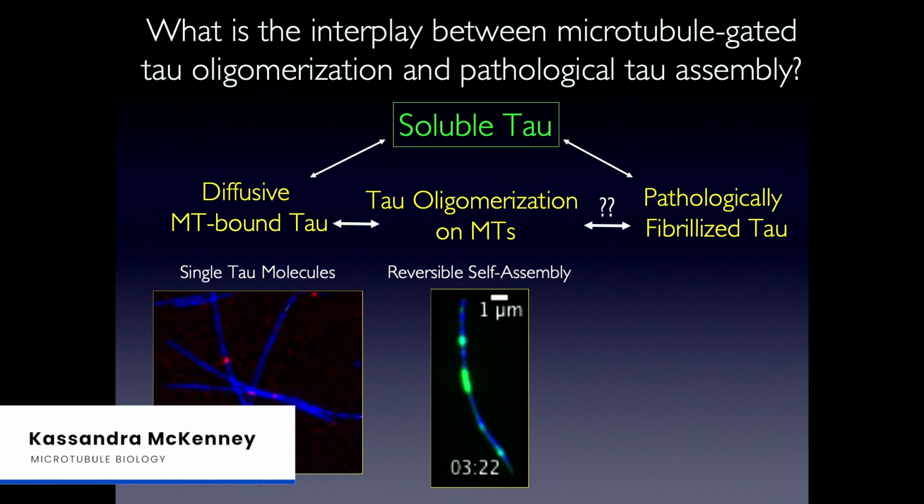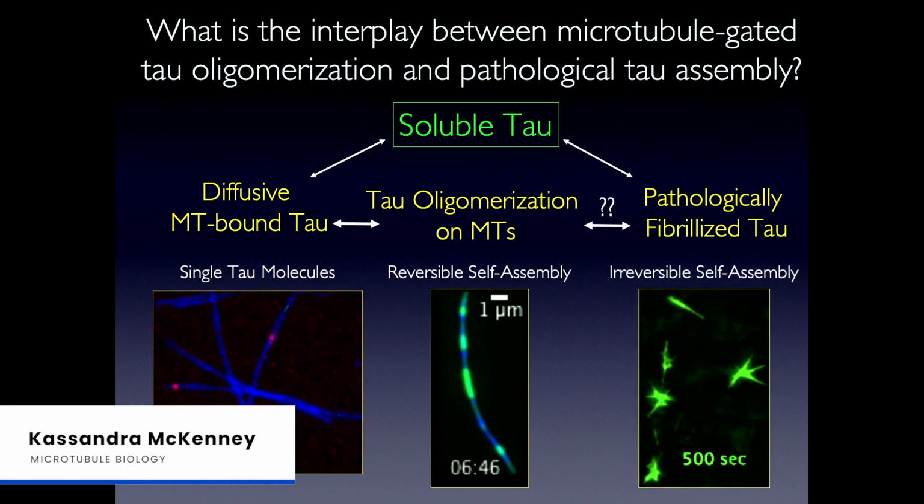So, like Rick was saying, we have been incredibly interested not only in the physiological function of tau, how it associates with the microtubule and how it self-associates along the microtubule, but how this goes awry in pathology. And so we've been incredibly curious to biochemically dissect how tau self-associates on the microtubule in a reversible manner, but how this ends up getting converted in pathology to an irreversible self-assembly off of the microtubule.